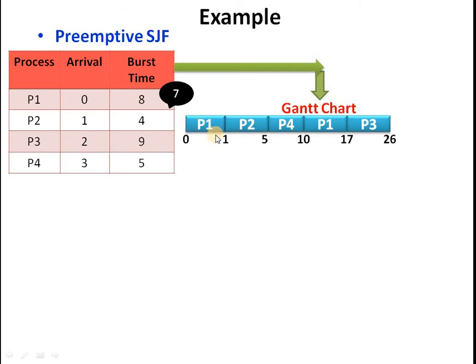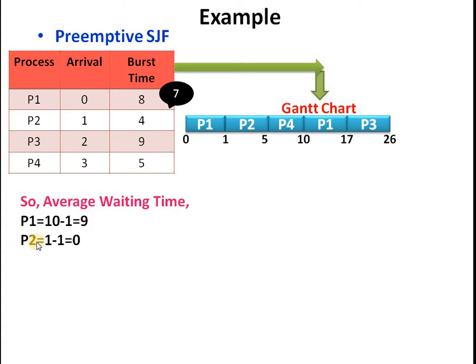Now calculate the average waiting time of the example. First, P1's waiting time. The total waiting time of P1 is 10, and this P1 was previously executed for 1 millisecond. So 10 minus 1 is equal to 9. It's the total waiting time of P1.